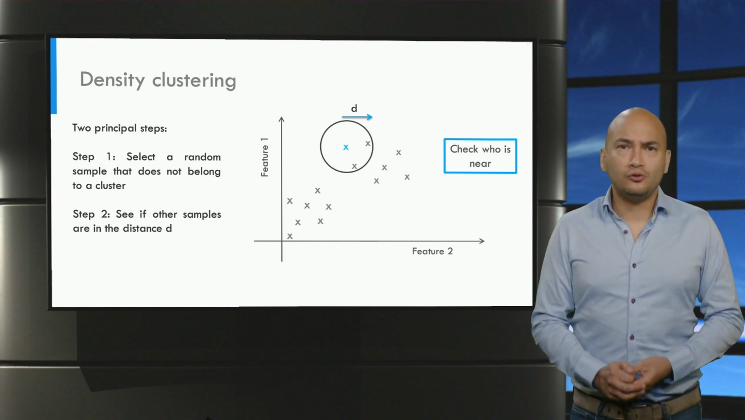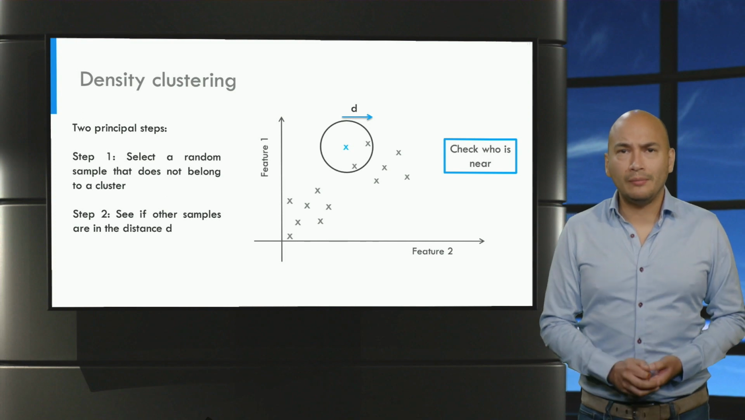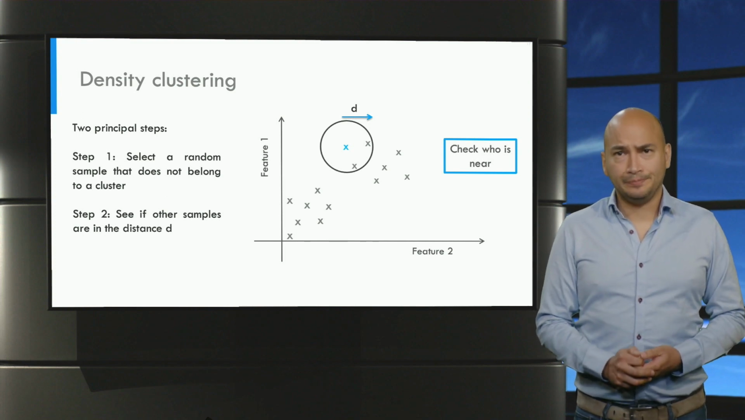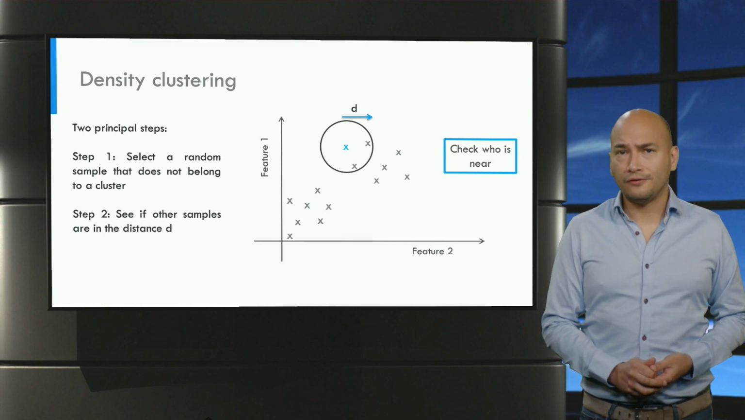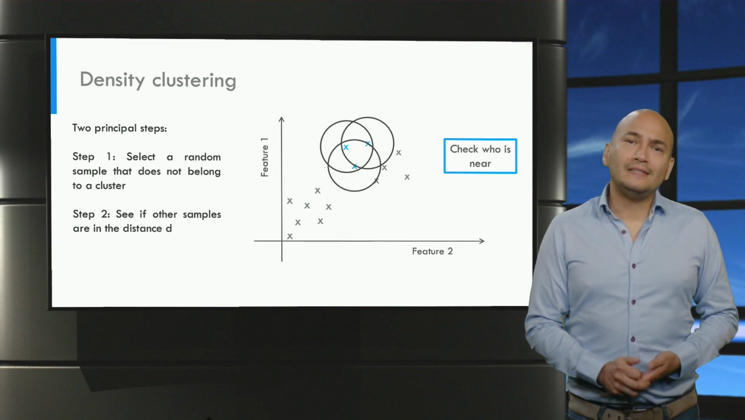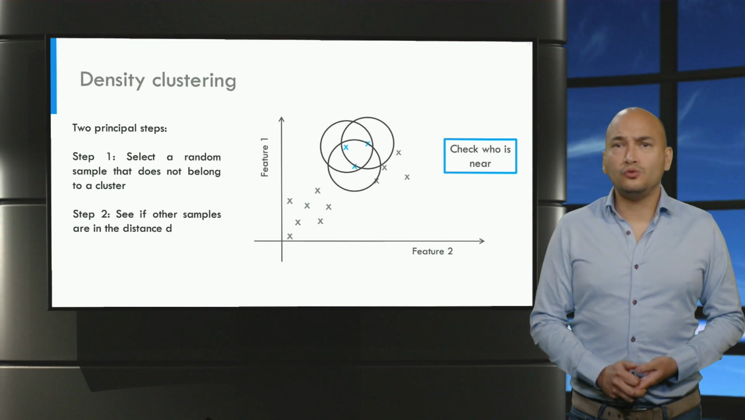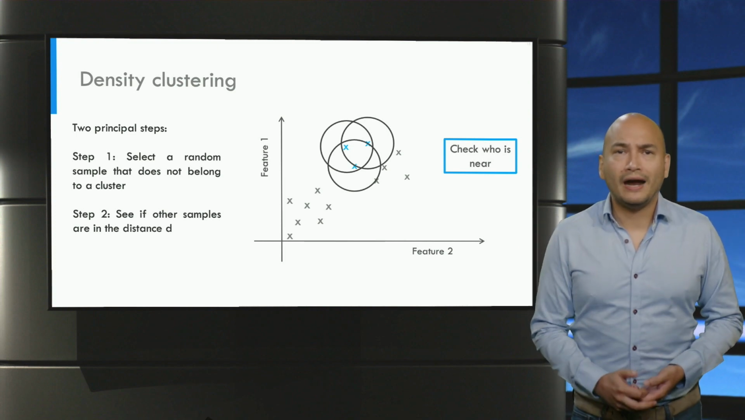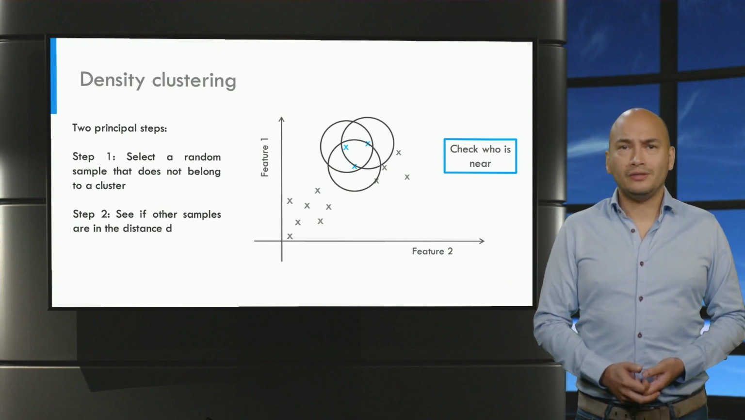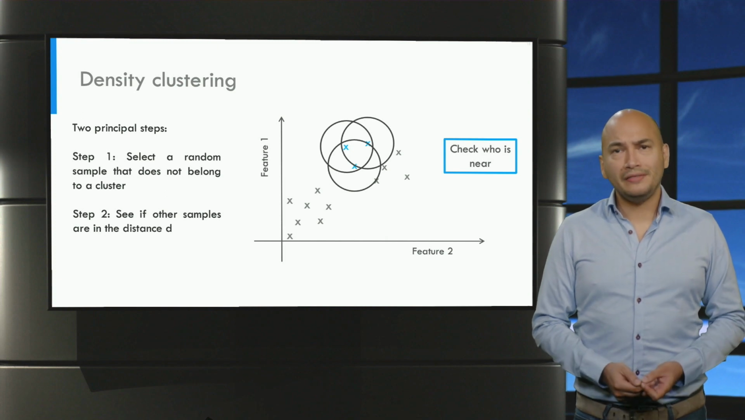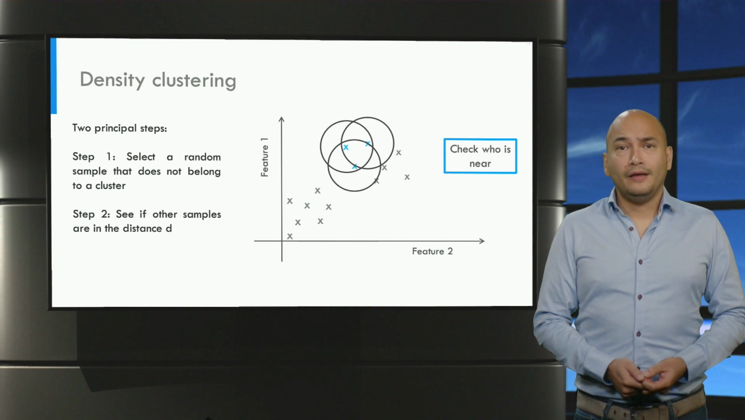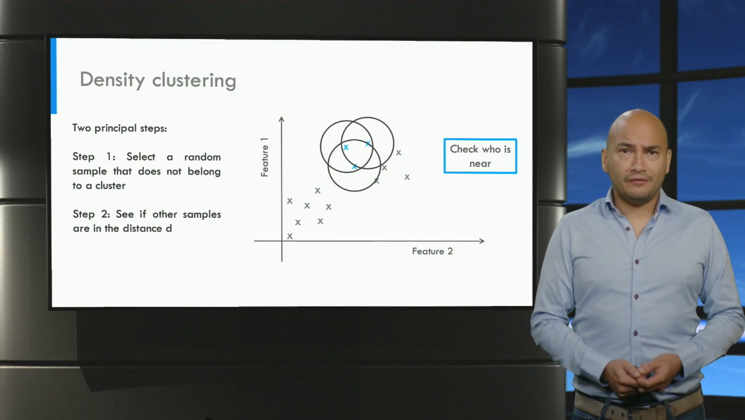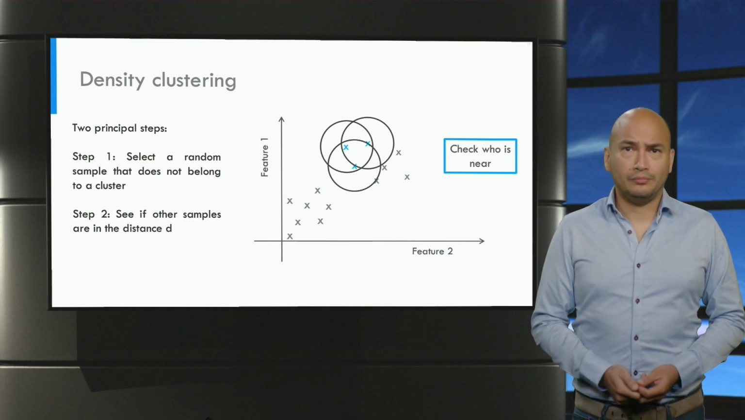Then in step 2, we check if there are other samples within the distance d. In this case, there are 2 other samples nearby as shown in the plot. Next, for those 2 new samples, we check again if there are data points nearby within the distance d. In this case, there are not, so we stop. And we have determined the first cluster shown as blue samples.